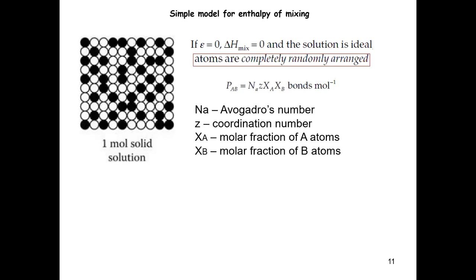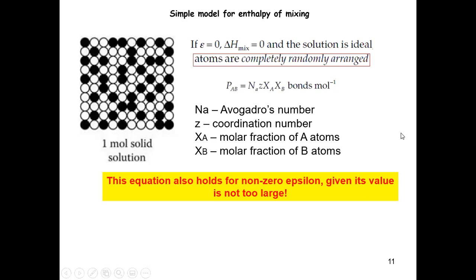So here is another important assumption that we have, okay? This equation holds for epsilon equals 0 rigorously. But our assumption is that we assume this equation also holds, at least approximately, for non-zero epsilon, either greater or smaller than 0, as long as its value is not too large. So as long as epsilon is not too large, we still assume that this expression holds.